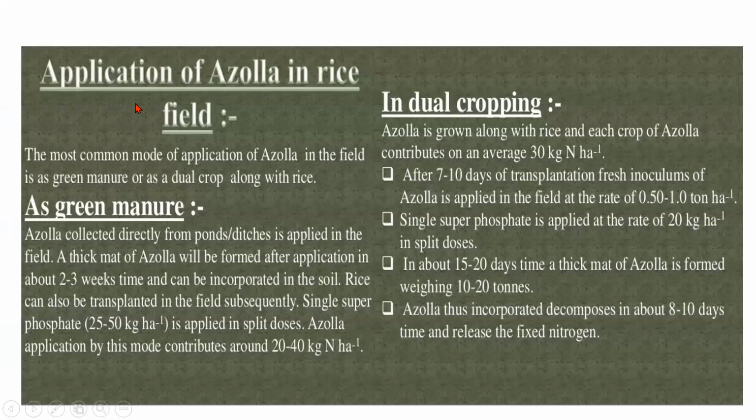So how can you apply azolla in a rice field? As a green manure or as a dual crop. For green manure, azolla is collected directly from ponds and applied to the field. I had already told you, 2 to 3 weeks before the rice seeds are sown, you mix it with the soil and then allow it to get decomposed.